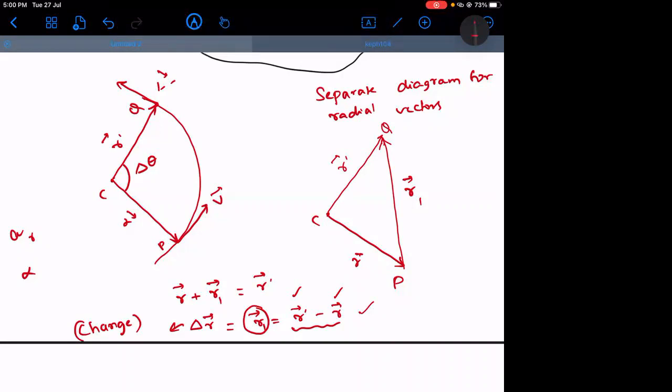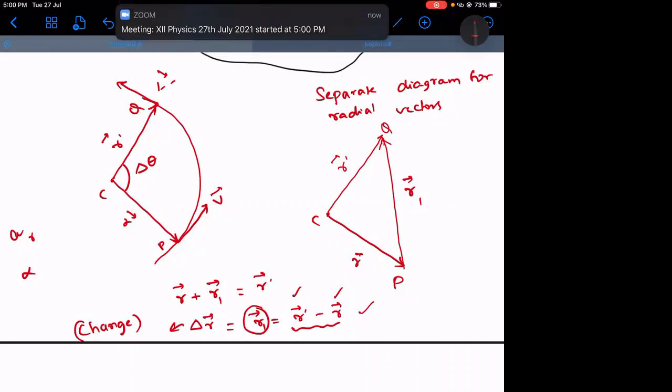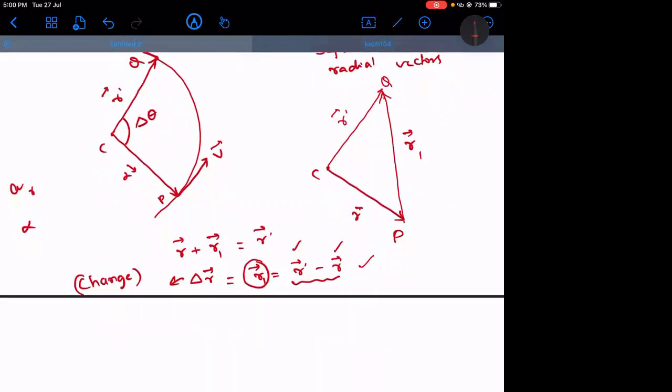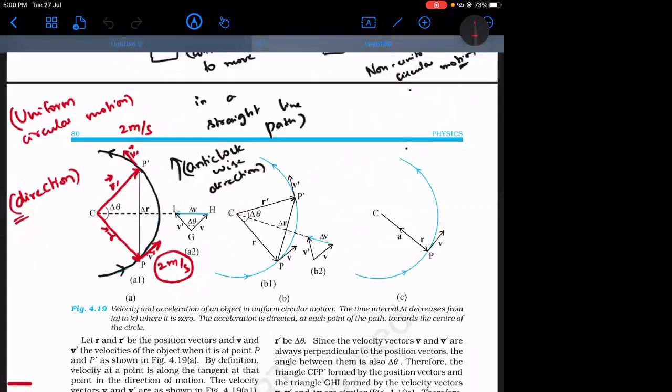Okay, sir. So it is R dash vector minus R vector. Sir, I have a doubt. Yes, please. Sir, is this the derivation of uniform circular motion? No, it is the derivation for centripetal acceleration. Okay, sir. It is very important.